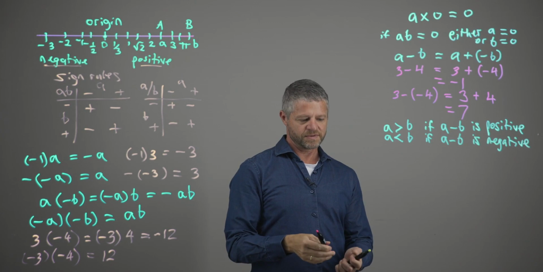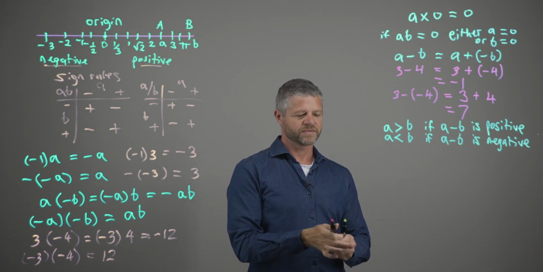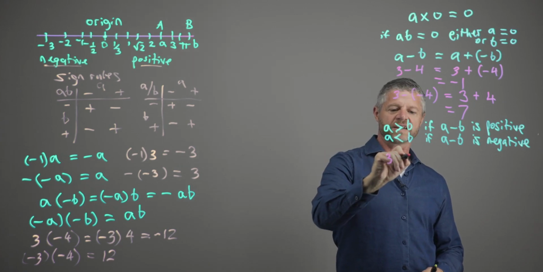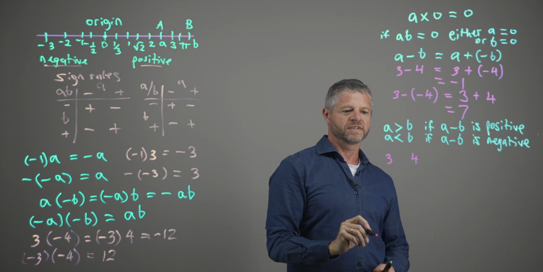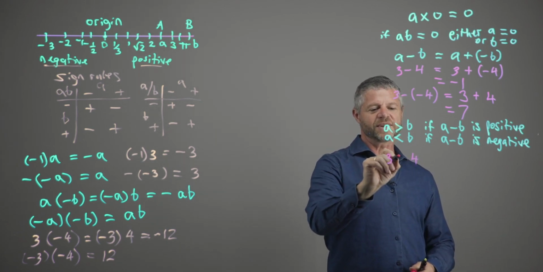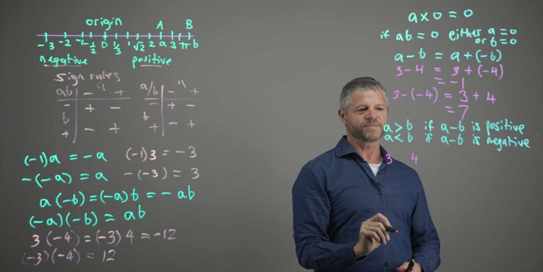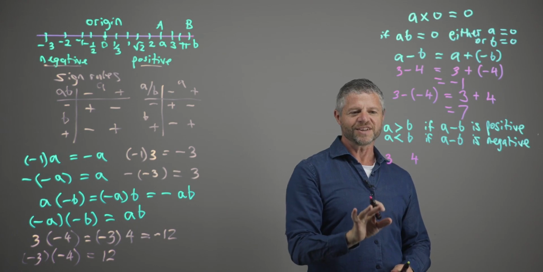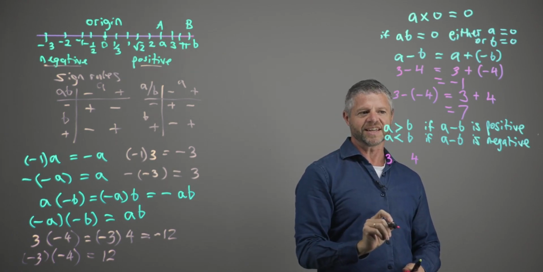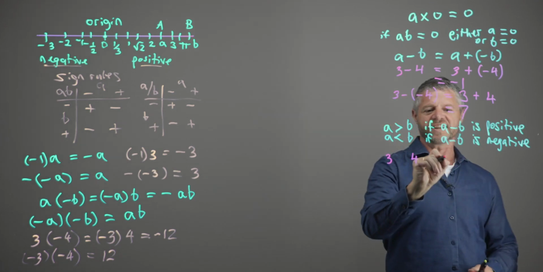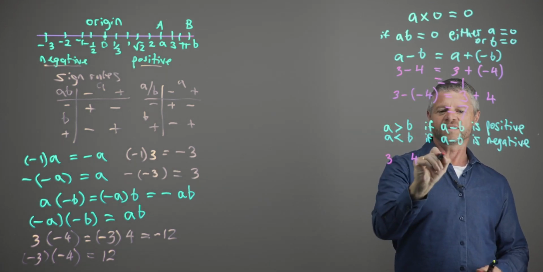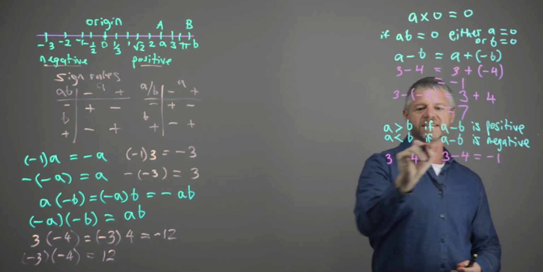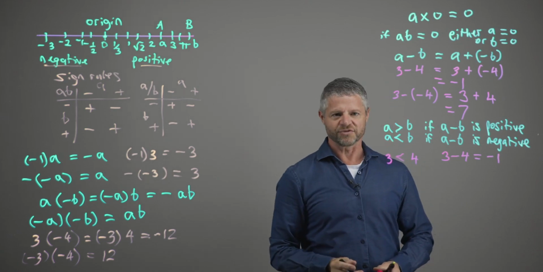So for example, if I'm trying to compare 3 and 4, I want to figure out whether we have a greater than sign here or a less than sign. And it might be fairly obvious that we want a less than sign here, but let's apply the definition. So A minus B will be 3 minus 4. So that's minus 1, so it's negative, so 3 must be less than 4.